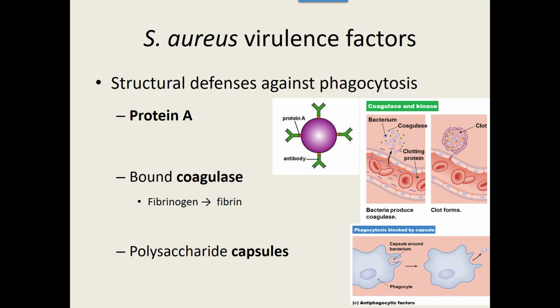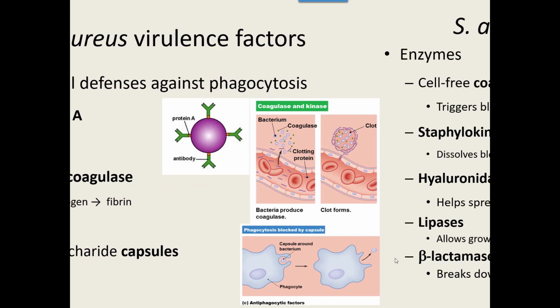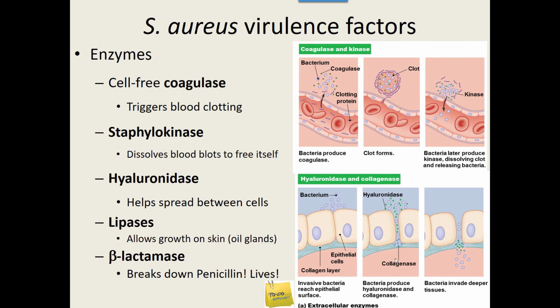So several structural defenses. It also has various enzymes as virulence factors. It has a cell-free coagulase as well, so it's got bound coagulase and cell-free coagulase to trigger blood clotting. It has an enzyme called staphylokinase, which helps dissolve the blood clot. So it can hide in the blood clot, but then it has to dissolve it so that it can freely move to places that it wants to. And it has an enzyme known as hyaluronidase that helps break down hyaluronic acid between cells, which allows the bacteria to squeeze in between cells and spread.